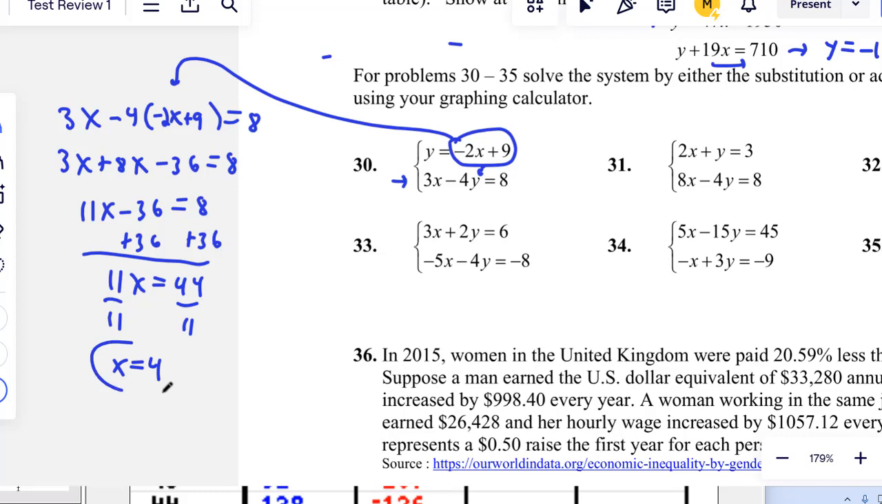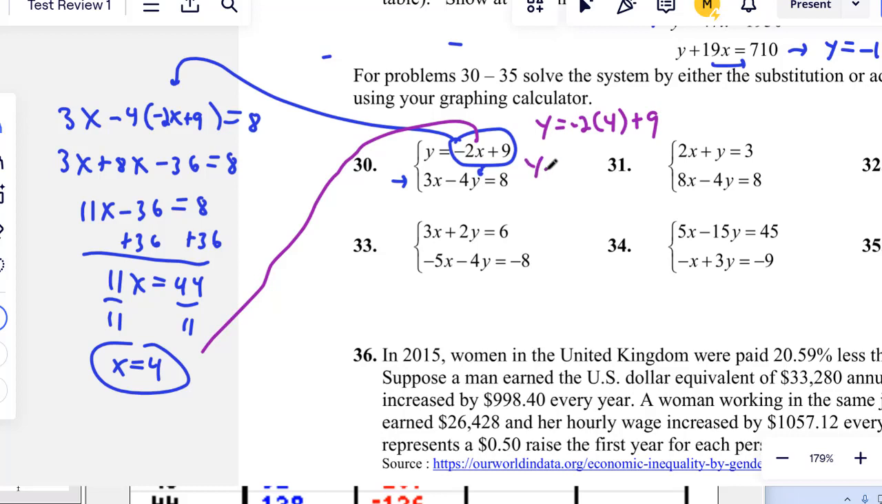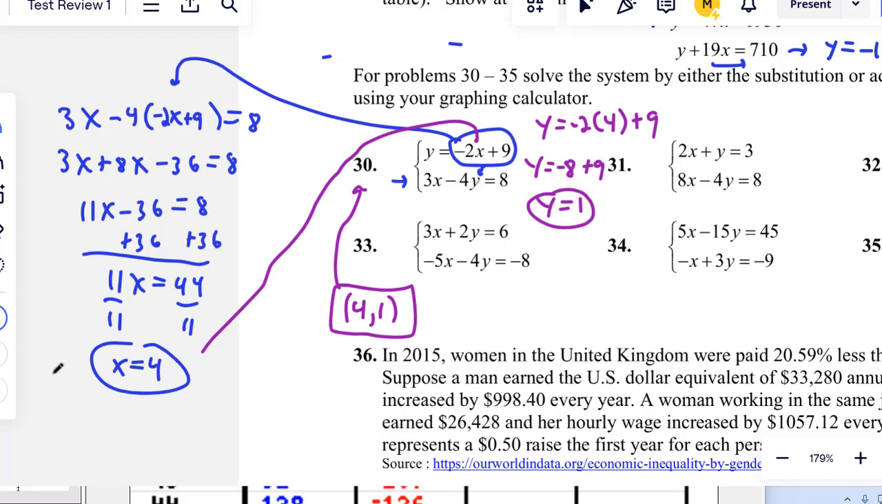x equals 4. But that's only half your answer. We need the value for y, right? We need x and y. So if I plug in 4 to x, you're left with y equals negative 2 times 4 plus 9, or y equals negative 8 plus 9, or y equals 1. And as an ordered pair, you would write 4, comma 1 as your answer for number 30. Okay? Let's do one more.